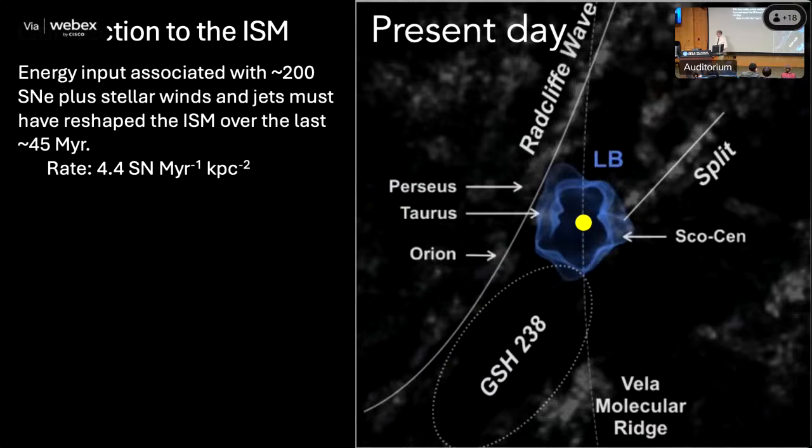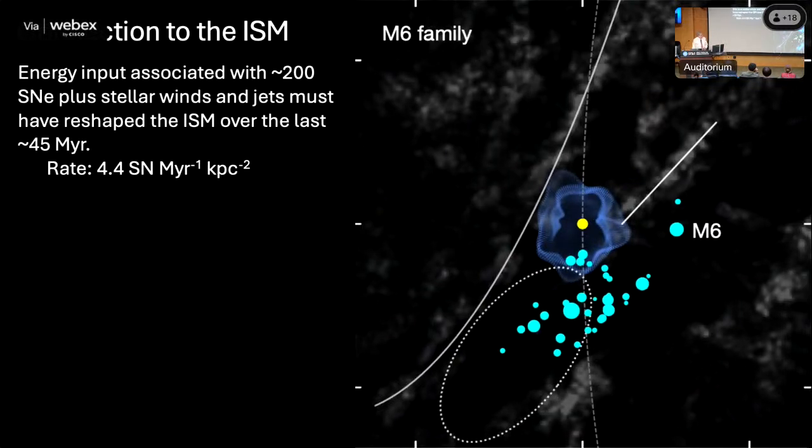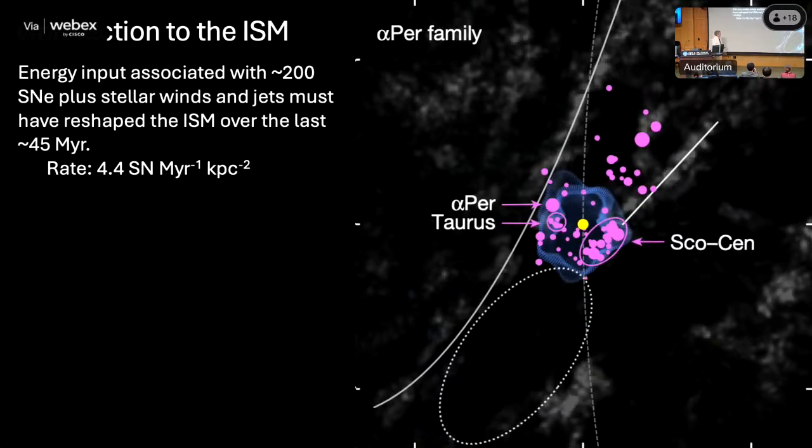And so you can look at the cluster positions now, and you see the M6 currently is here, sort of partially in that giant supershell that was first identified by Carl Heiles in the late 80s, I think. And then the next family of clusters is the Sco-Cen family.